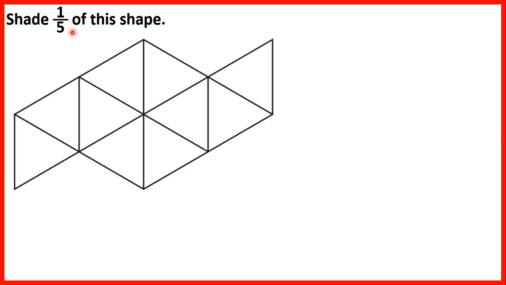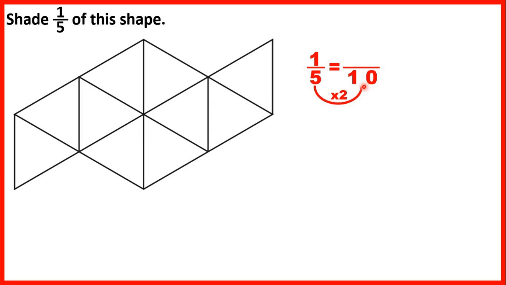Shade 1/5 of this shape. Now this question is confusing because we need to shade 1/5, but our shape hasn't been divided into 5 pieces, it's been divided into 1, 2, 3, 4, 5, 6, 7, 8, 9, 10 pieces. So what we need to do here, to find out how many pieces we need to shade, we need to find an equivalent fraction which has a denominator of 10, because we have 10 pieces in our shape.